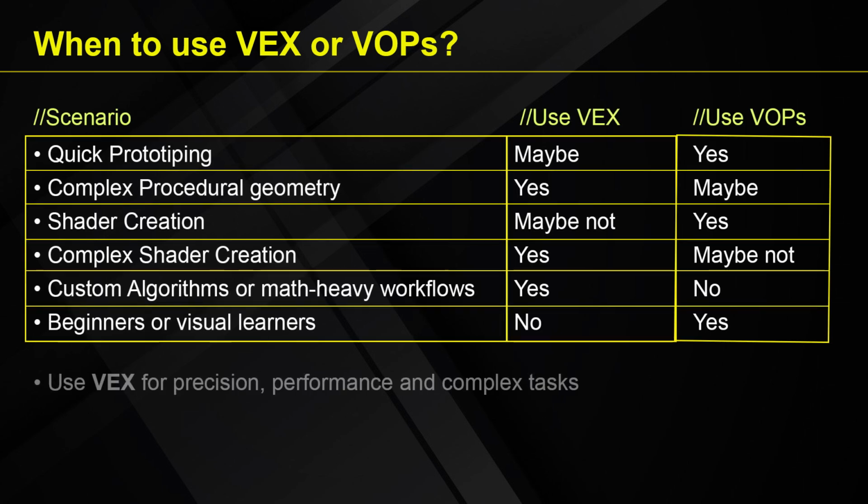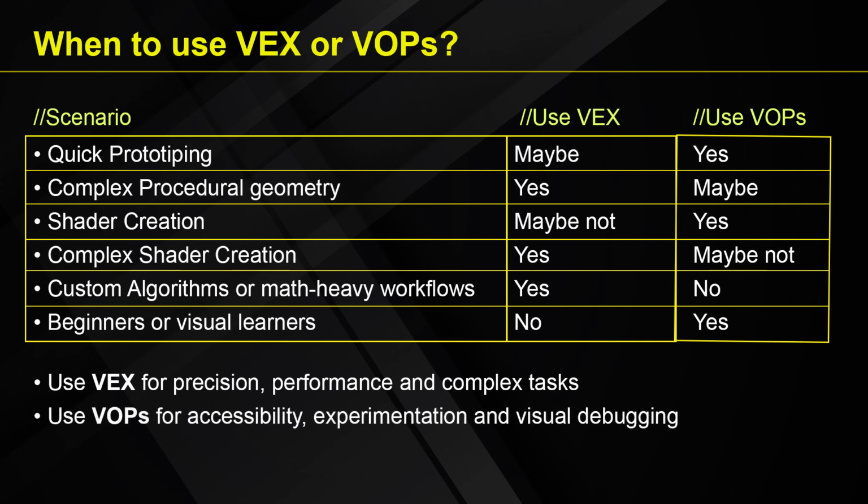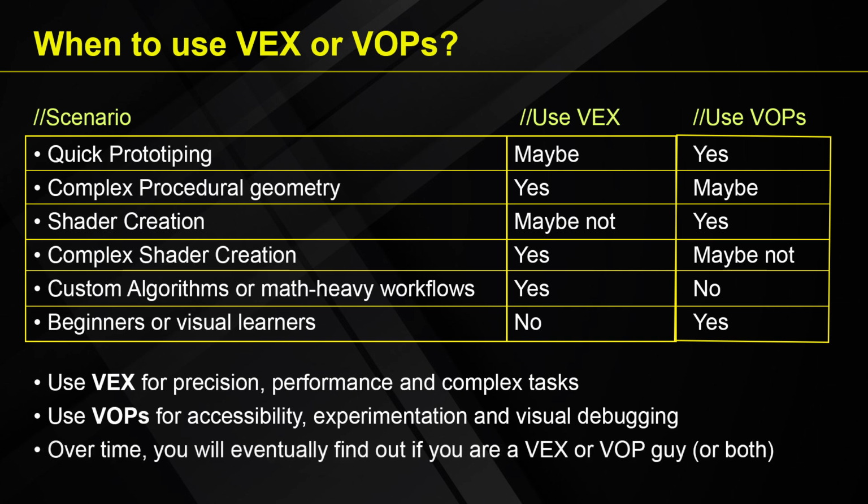Use VEX when you need precision, performance, and the ability to tackle complex tasks. It's the go-to tool for advanced users who require full control and efficiency in their workflows. On the other hand, use VOPs for accessibility, experimentation, and visual debugging. They're perfect for testing ideas quickly or when you need a more user-friendly approach to building procedural logic, for example, when implementing noise functions. Over time, as you gain experience, you'll naturally discover whether you're more of a VEX person, a VOPs person, or perhaps a mix of both. Each has its strengths, and understanding when to use one over the other is an essential part of mastering Houdini.